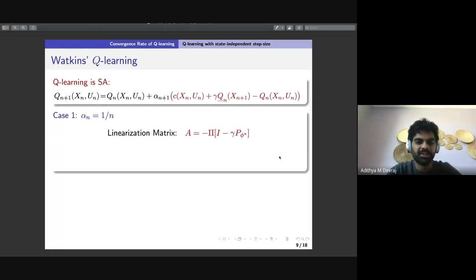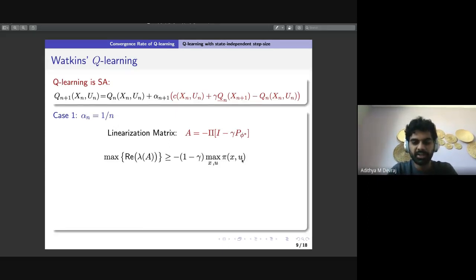First, let's look at the case where the step size alpha n is defined to be 1 over n, just for simplicity. In this case, the linearization matrix A is defined to be this quantity over here. Recall that this pi is a d by d diagonal matrix that contains the stationary probability of each state-action pair, and P phi star is the transition probability matrix for this Markov chain X, U with the policy fixed to phi star, which is the optimal policy.